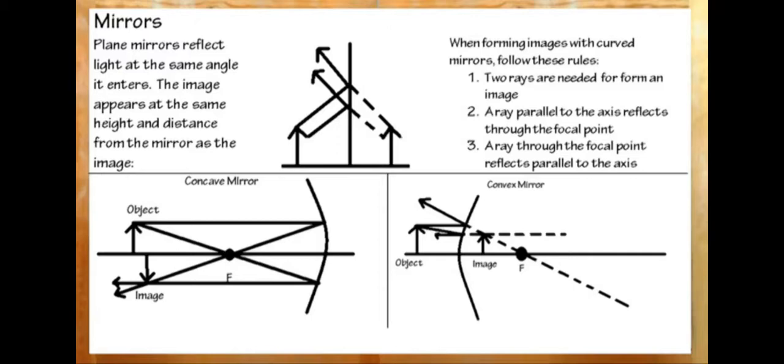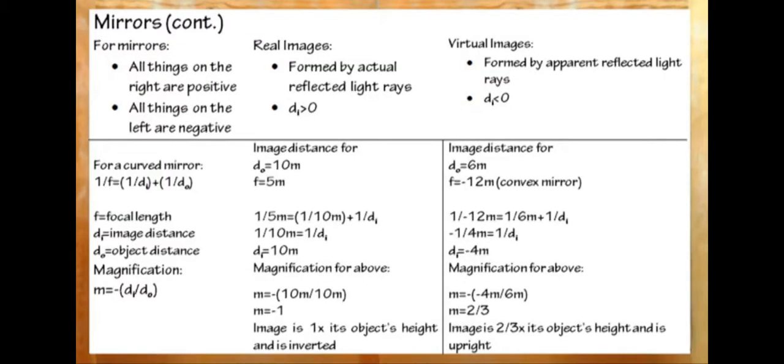Exact same rule for convex mirrors. Note, however, the focal length is on the right side of the mirror, and that you're going to extend rays through the focal length through the mirror, but these are not going to be actual light rays, they're going to be apparent. Real images are formed by actual light rays reflecting. Virtual images are formed by apparent light rays intersecting. To quickly figure this out using numbers, if your image distance is positive, then you have a real image. If it's negative, then you have a virtual image.